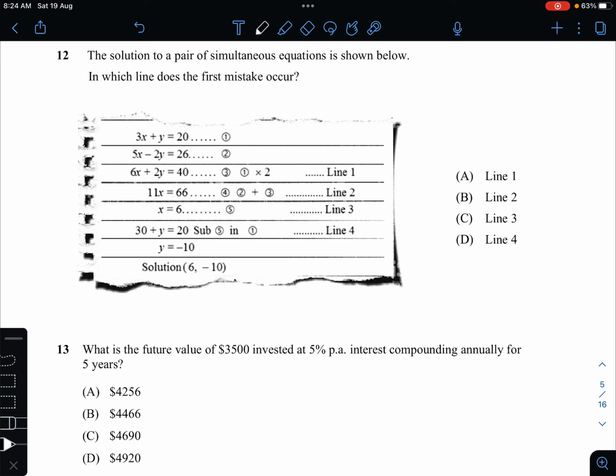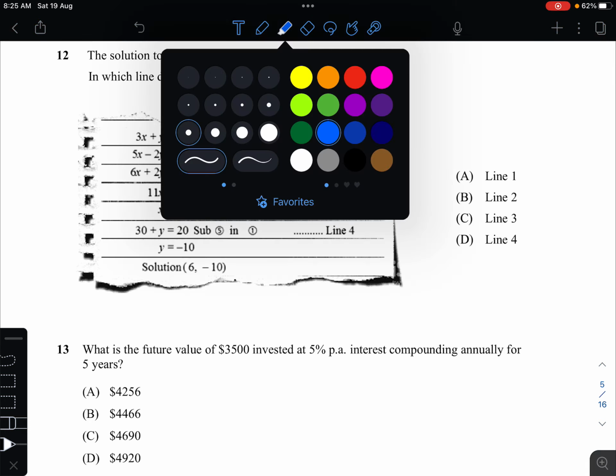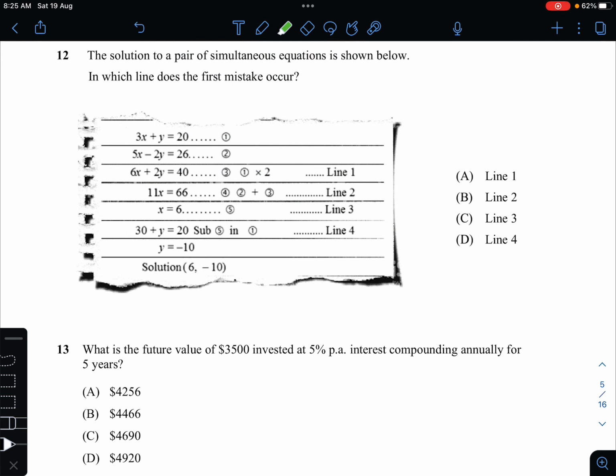And 3 times 2 is 6, 1 times 2 is 2, 20 times 2 is 40. So that line is correct. So I'm just going to take a green highlighter. If you don't have one, you can just put a dot next to it in the test. But this is correct, so we don't have to worry about it. Now next, it says 2 plus 3. So it's adding these two lines together.